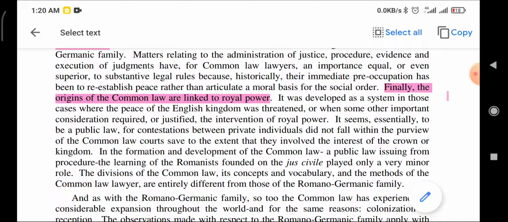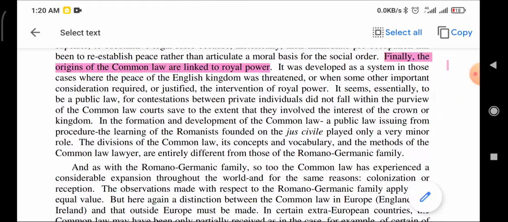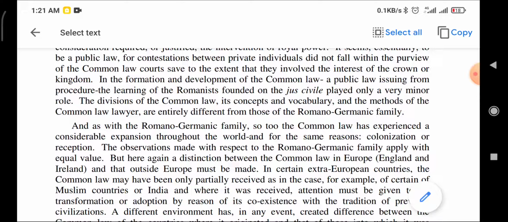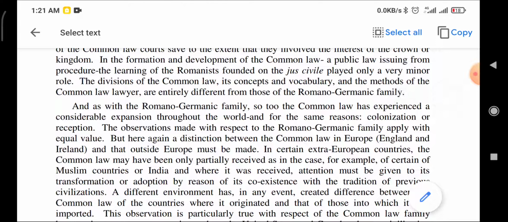As with the Romano-Germanic family, so too common law has experienced a considerable expansion throughout the world, and for the same reason, colonization or reception. The observations made with respect to the Romano-Germanic family apply with equal value. But here again, a distinction between the common law in Europe, England and Ireland, and that outside Europe must be made. In certain extra-European countries, the common law may have been only partially received, as in the case, for example, of certain Muslim countries or India, where it was received.